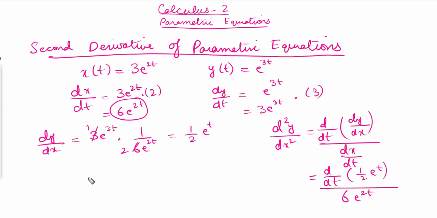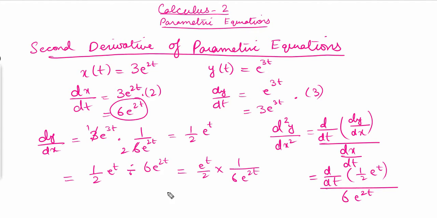So I'll just do this simplification over here. So the derivative of half e to the power of t will be same as it is. So in the numerator we'll have half e to the power of t, and we will divide it. So I'll just write the division sign over here to make things simple. e to the power of 2t, and it will become half times 1 over 6. It's like e to the power of t over 2 times 1 over 6 e to the power of 2t.